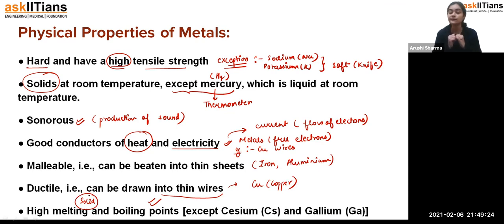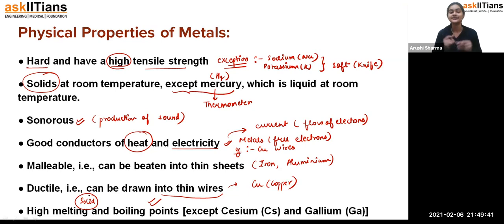And when there is more force of attraction, to melt any solid substance or to boil any substance, we have to give more heat. And when we are giving more heat, that means we are raising the temperature. And that's how, students, the metals are solid in nature. That's why they result in high melting and boiling points.